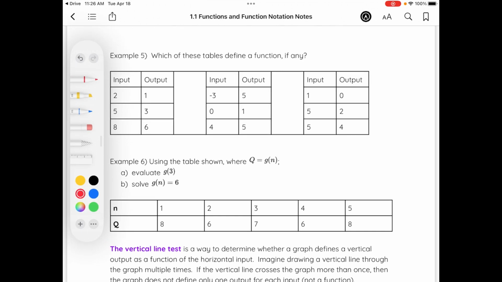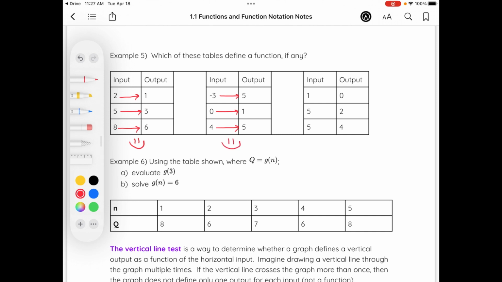Example 5, which of these tables defines a function, if any? So we want to again look at the input and how many outputs each input gives us, because each input has to have only one output. So 2 only goes to 1, 5 only goes to 3, and 8 goes to 6. So this is a function because each input goes to one output. Negative 3 goes to 5, 0 goes to 1, and 4 goes to 5. Each input has exactly one output, so this is in fact a function.